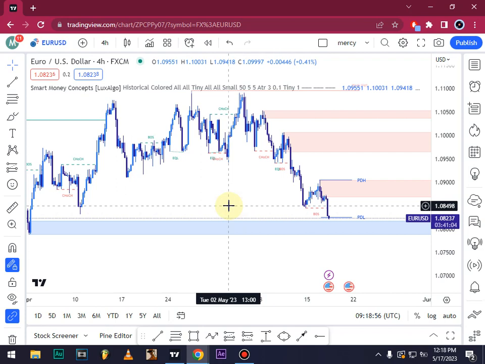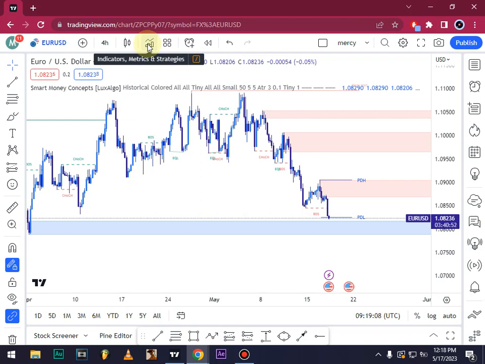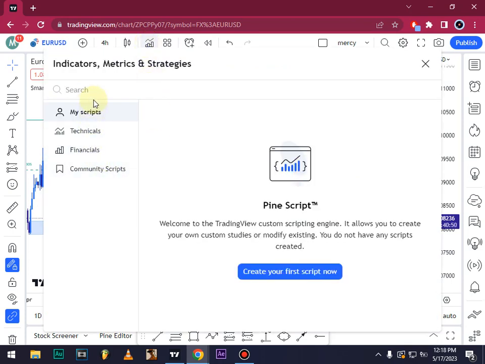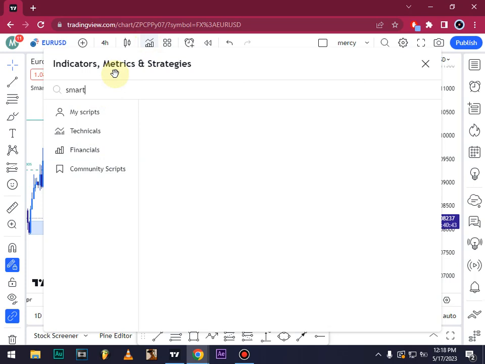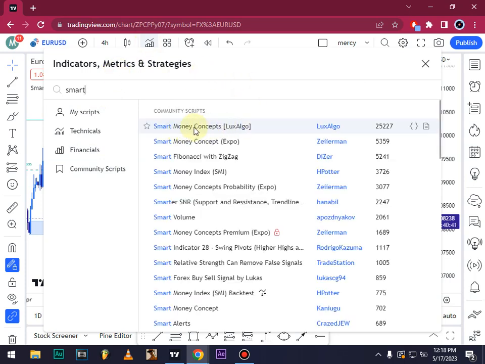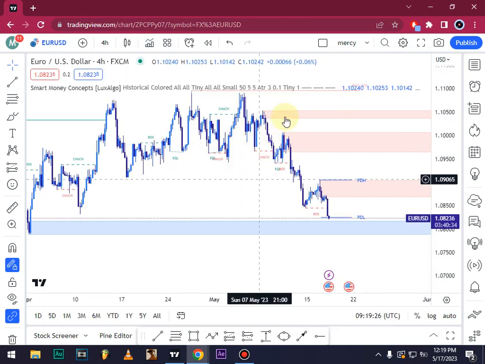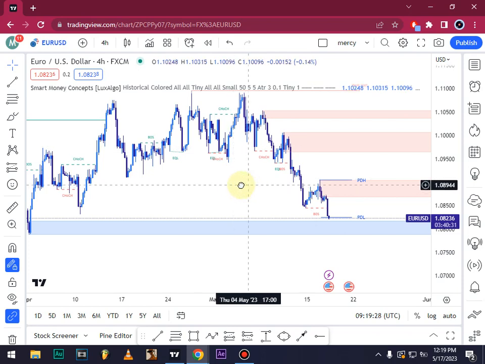So today I'm going to give you a strategy that I've been using for quite some time, and has improved my winning rate. Okay, so first things first, you need to head over to indicators, metrics and strategies, then click on that. Then search for smart money concept. When you hit that, you can click on that LuxAlgo. I don't know if that's right. After that, I believe your chart will be looking like this.